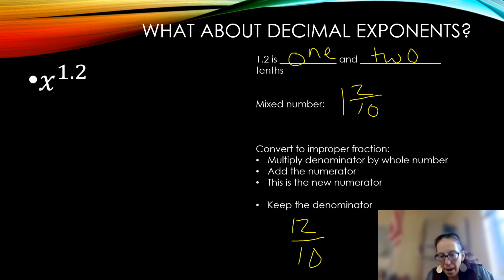If you do not believe me or you're not sure, you can grab your calculator and do 12 divided by 10, and it will tell you 1.2. Now, you can simplify that, okay? So this does simplify because they both divide by 2. You can simplify that to 6/5.